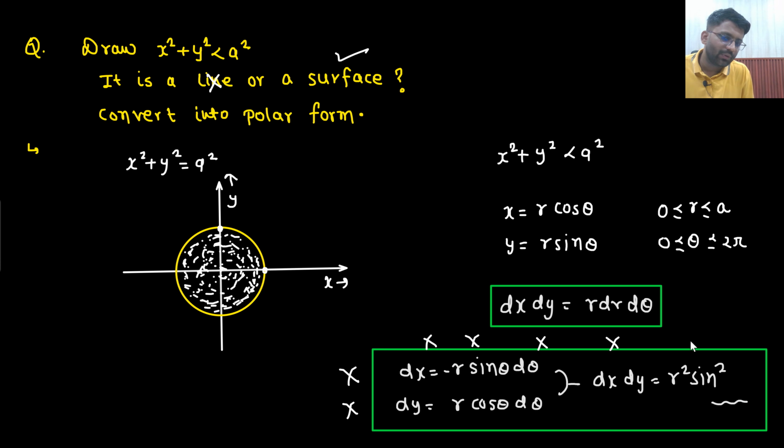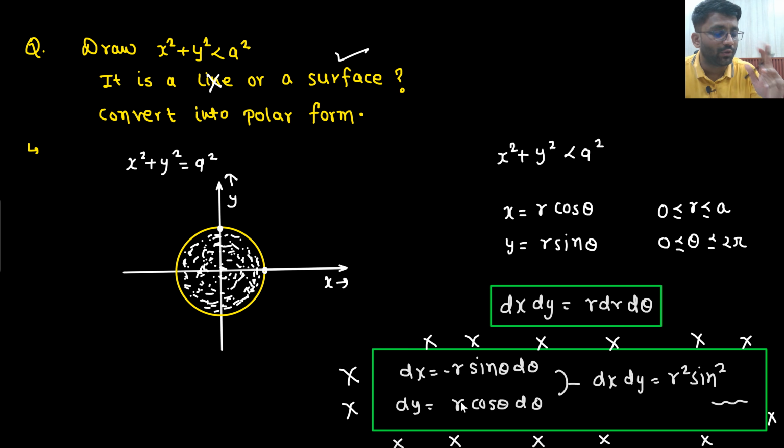So you need to know what we are interested in. Are we interested in the surface, or are we interested in the line? So yes, we are interested in the surface. Since we are interested in the surface, I need to cover the whole surface. So r has to go from 0 to a, and theta has to cover from 0 to 2 pi. If this is the scenario, then my job would be done.